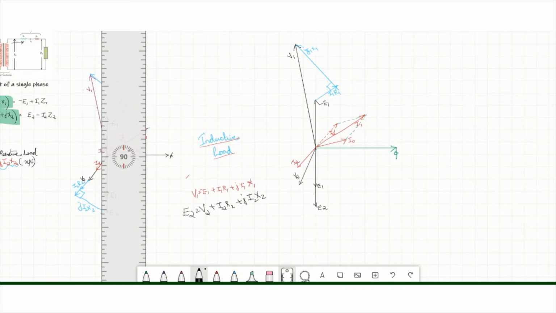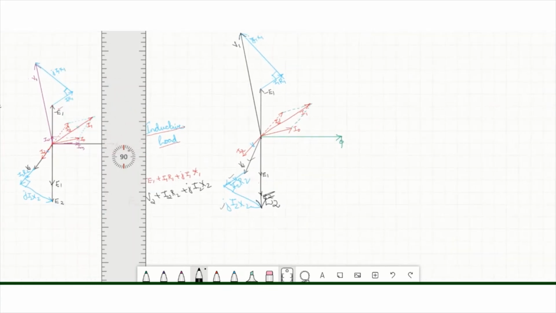So at the tip of V2, draw I2 R2. We know that I2 R2 will be parallel to I2. These two should be parallel with each other. Then draw I2 X2 perpendicular to it, J I2 X2. This angle should be 90 degree. Now the resultant of V2, I2 R2 and I2 X2 will be E2. This is E2. This is the phasor diagram for inductive load.